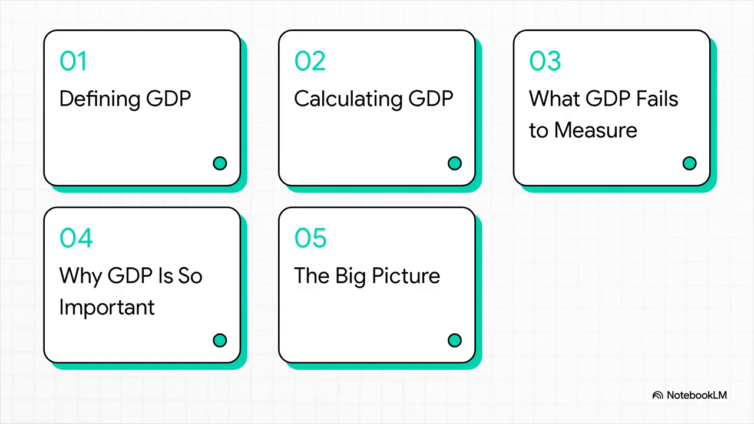So here's how we're going to tackle this. First, we'll get a clear definition of GDP. Then we'll look at how it's actually calculated. After that, we'll dive into what GDP doesn't tell us, which is really important. Then we'll see why it's still used everywhere. And finally, we'll do a quick recap of the key takeaways.